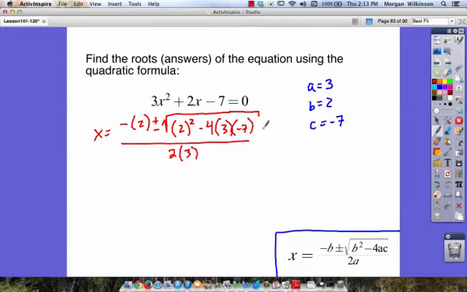Now, we'll work through this piece by piece. x is going to equal negative 2 plus or minus the square root of, we have 2 squared, that's 4, minus, and then we have 4 times 3, which is 12, so minus 12 times negative 7, we can figure that out next, all over 2 times 3, which is 6.